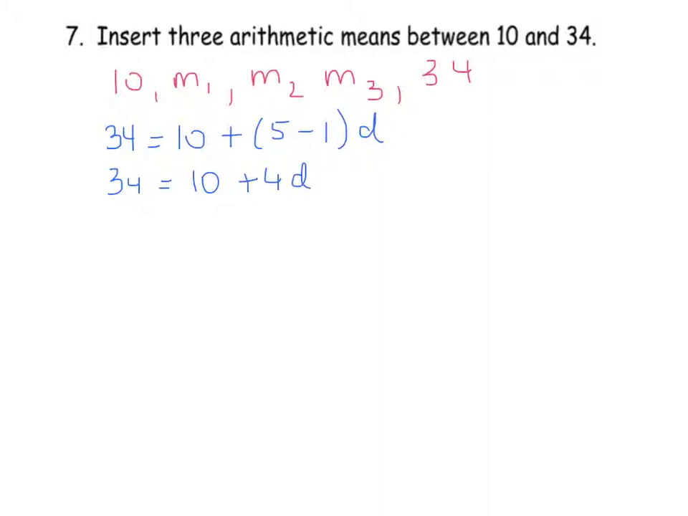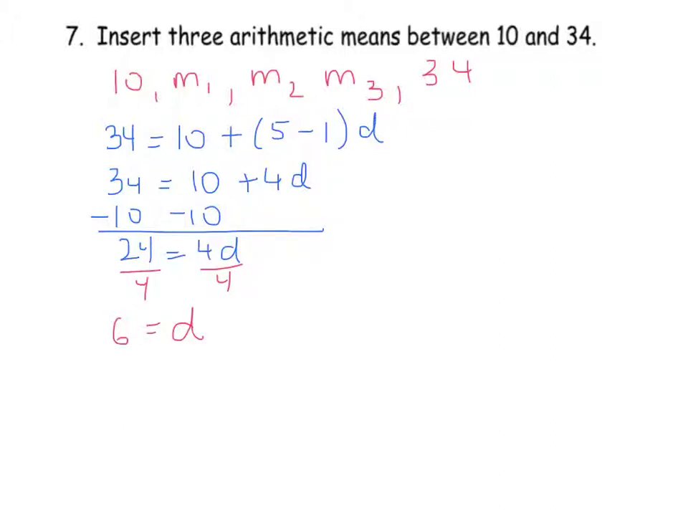And if I solve for d, I get the common difference. So I'm going to subtract 10 from both sides and get 24 equals 4d. And if I divide by 4, d will equal 6.